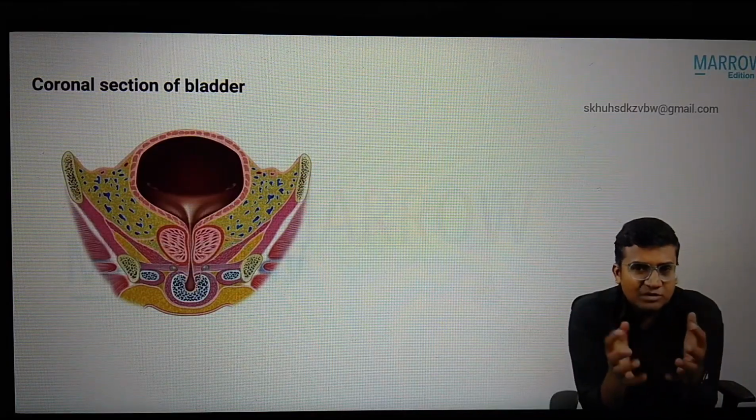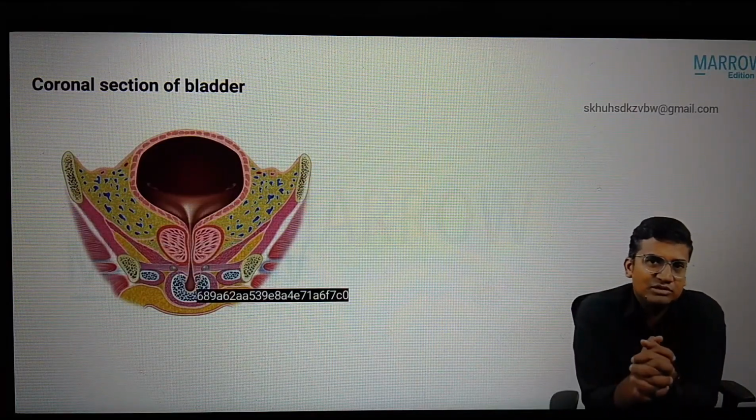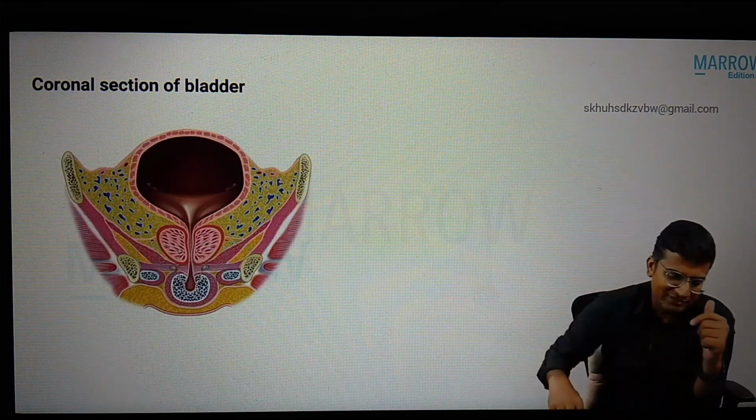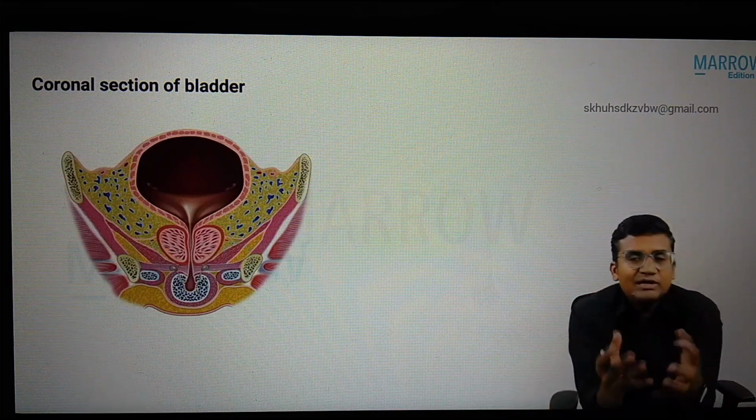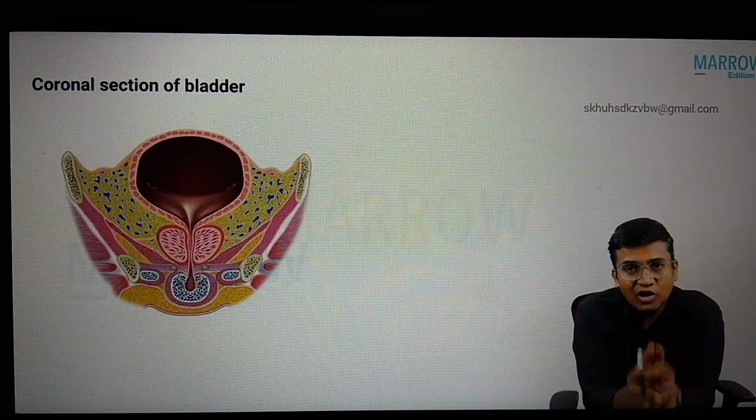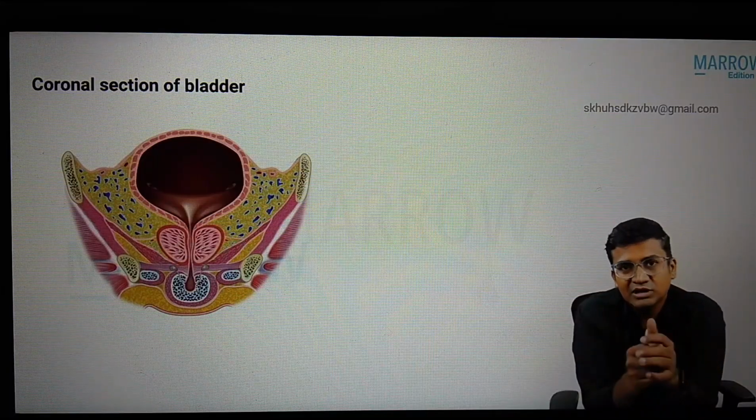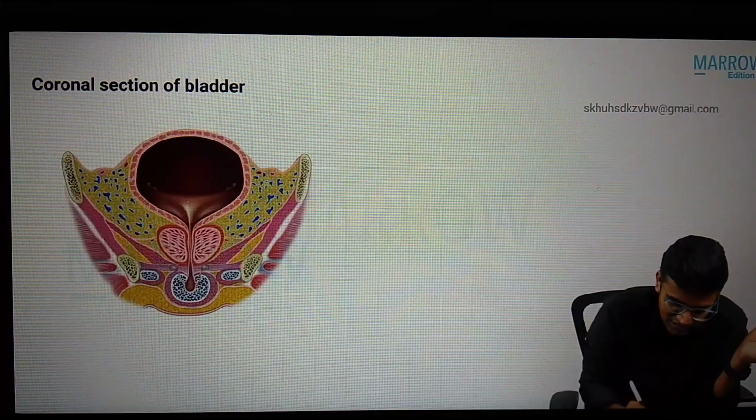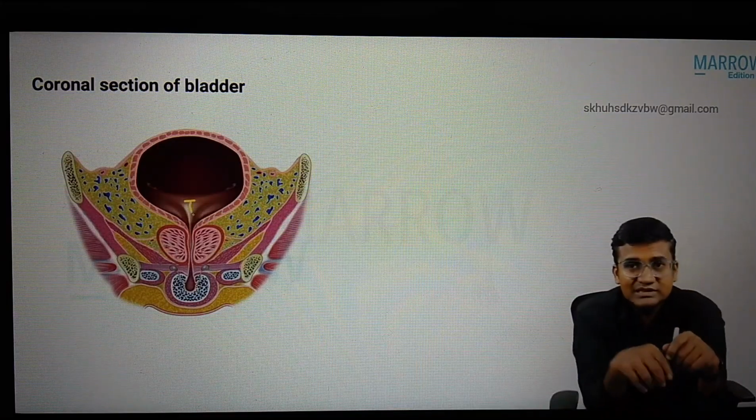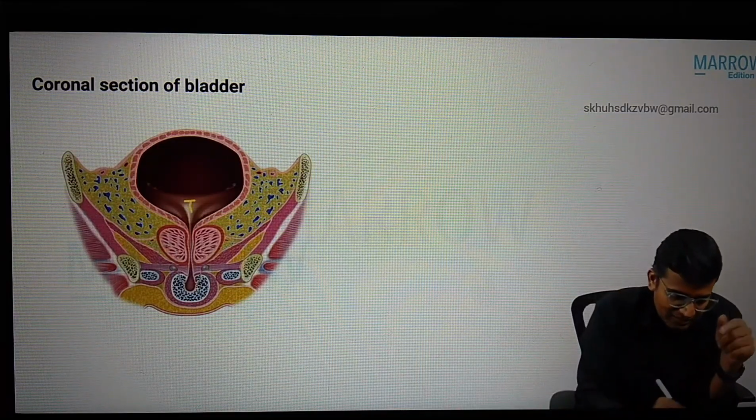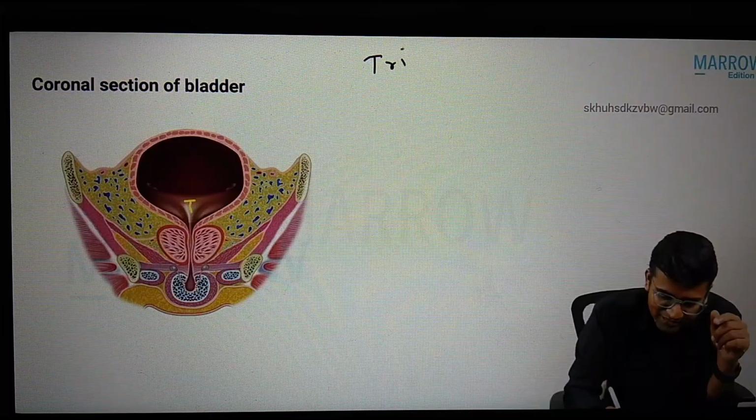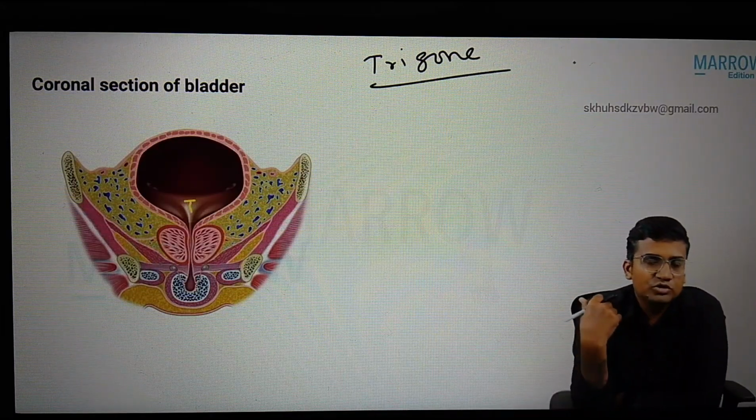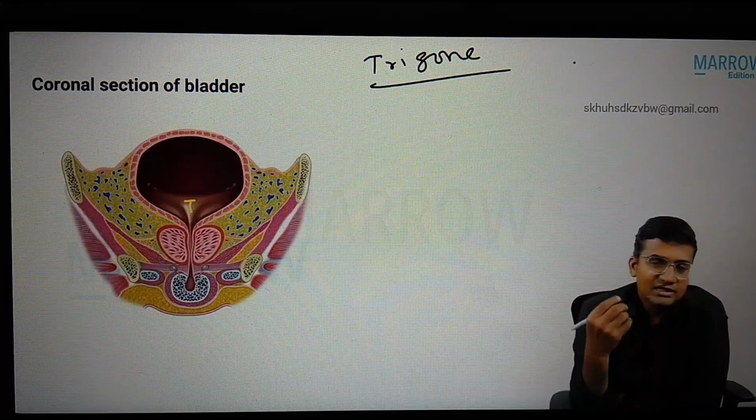Now for this topic, we have to know some basics about the trigone of the bladder. I told you in the development itself, it is the only part of the urinary bladder which is not coming from endoderm. The trigone of the bladder is the small triangular area present inside the bladder. I have marked it as 0, that is the trigone of the bladder. It is the only part of the bladder which is formed due to the absorption of the mesonephric duct.